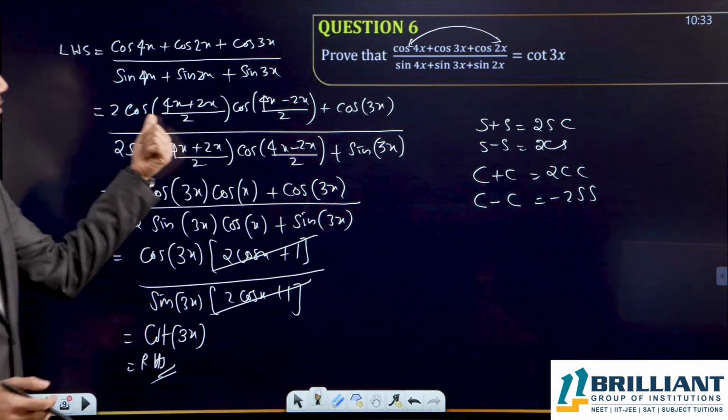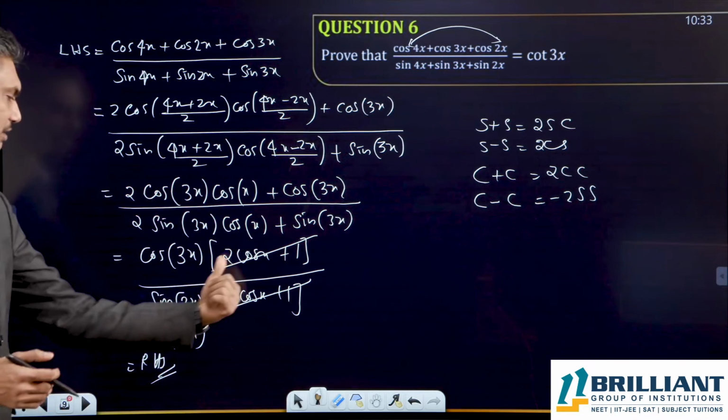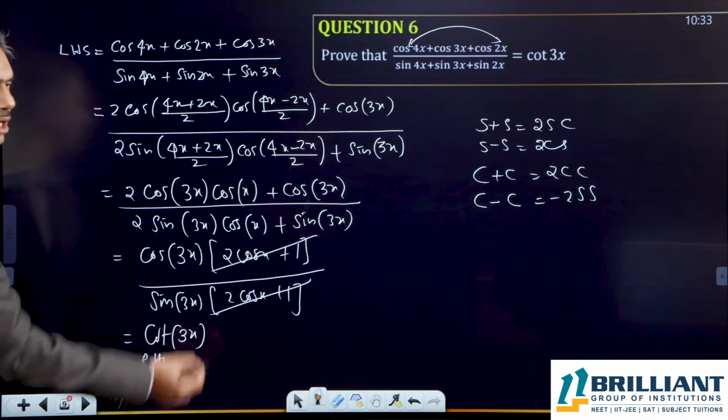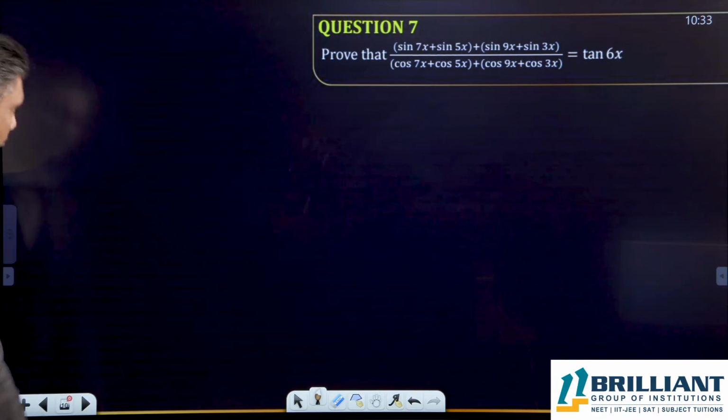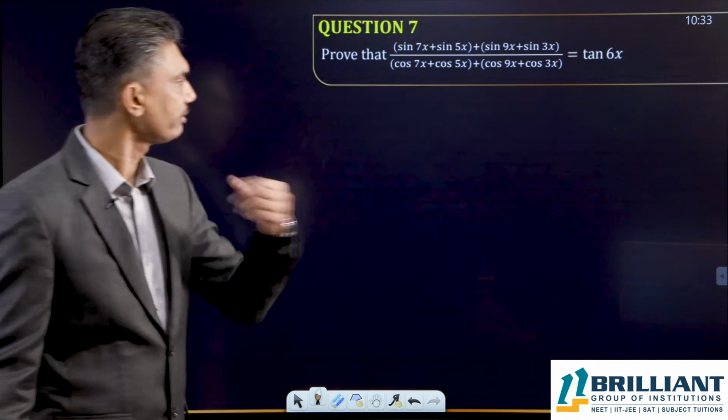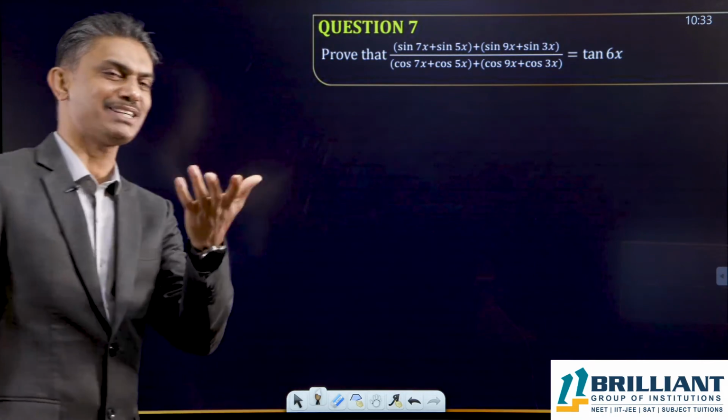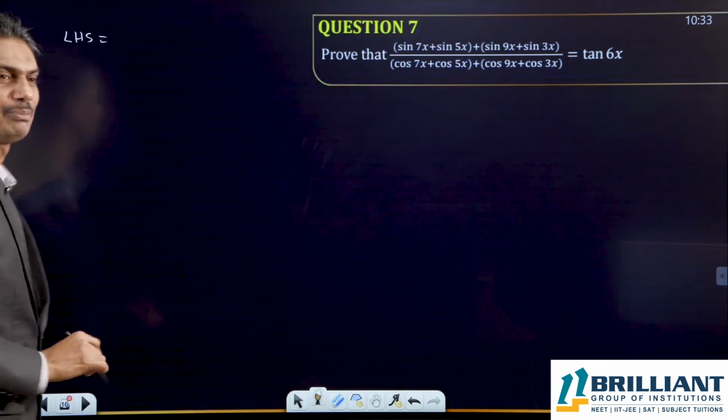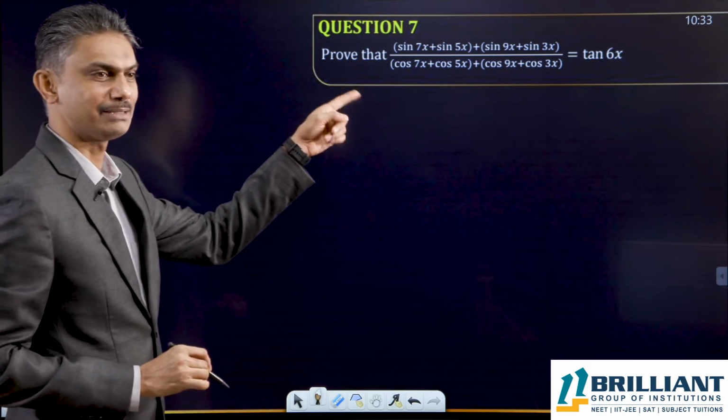So, hope it is clear. We just applied the formula and I cancel the numerator and denominator. We got cot 3x equal to RHS. Move to the next question, the 7th question. Same way, same set of formulas, nothing new to do. I will not be writing the complete detailed steps.